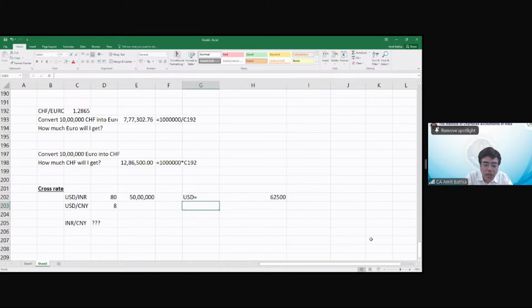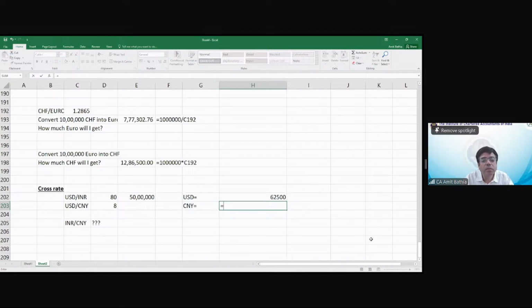Are you with me? Yes, sir. Now I want to convert USD into CNY. So how many CNY will I get? Divide by 8. 62,500 divided by 8 is 7,812.5. Will it be multiplication or division? Division. For 1 CNY, we have the quote in USD as 8, so we will divide it by 8. Okay. Anybody else having a different answer?